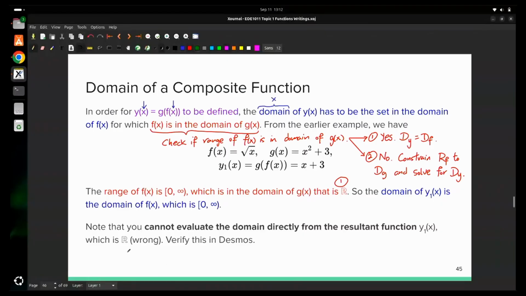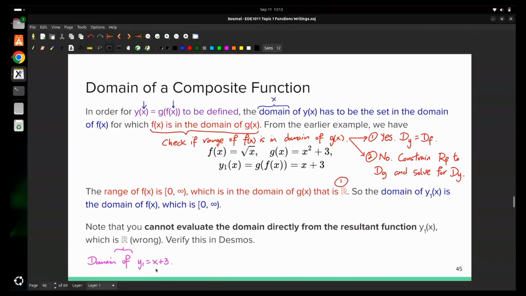Because R is the domain of y1 equals to x plus 3. Okay? If you evaluate this directly, then you realize, hey, domain is R, because x can be anything.